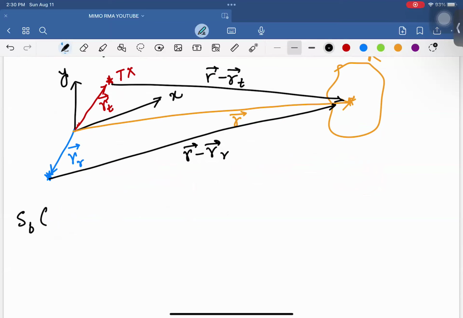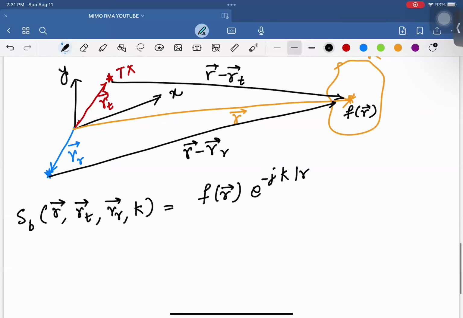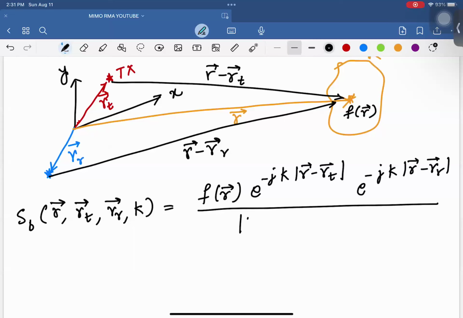Said that SB, which is the IF signal in case of FMCW radars, or the post-matched filtering result in case of pulse radars, in case of step frequency radars, is basically the signal that you measure. Okay, is a function of the distance R vector, transmitter vector, receiver vector, and K, which is the wave number, and is given by the reflectivity function f of R at this location times spherical phase front going from RTX to the target, given by R minus RT, another spherical phase front coming back from the target to the receiver, divided by 16 pi squared mod R minus RT.